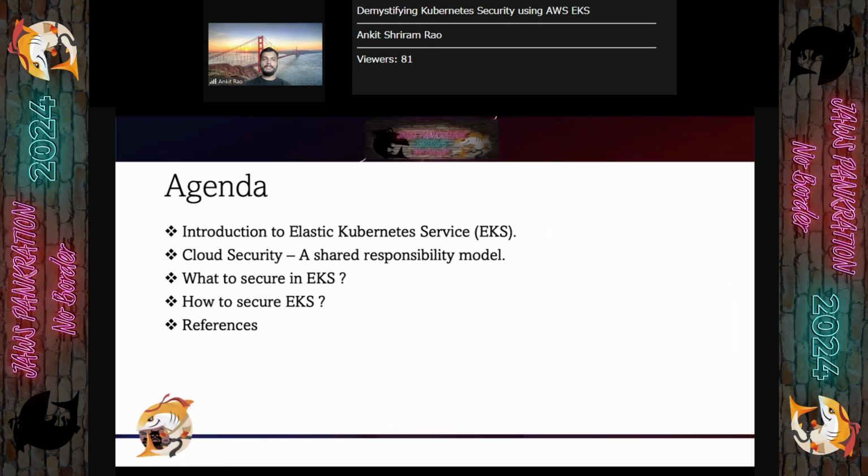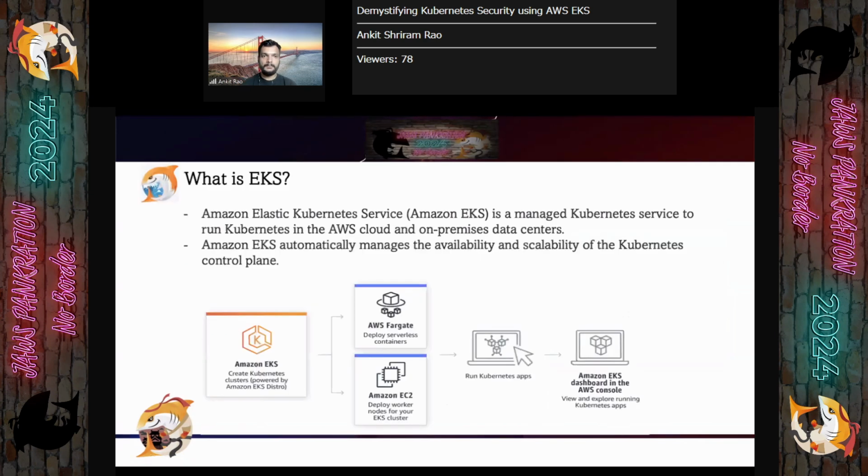Here's a brief agenda for today's session. We'll have a very brief introduction to the Elastic Kubernetes Service. We'll revisit the cloud security shared responsibility model, just in case, to understand how we are planning to implement security in this case. We'll talk about what exactly we are trying to secure here in EKS and how we do it, and then we'll go ahead with the references and questions.